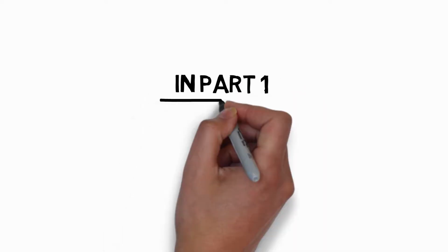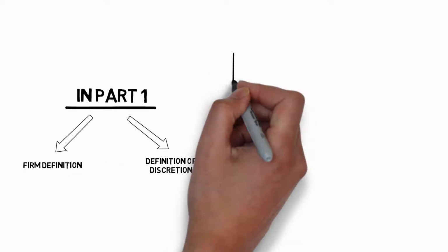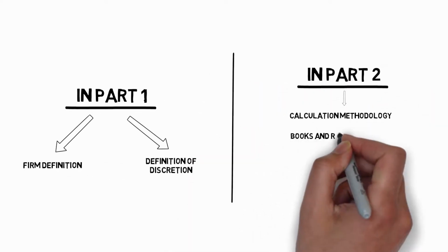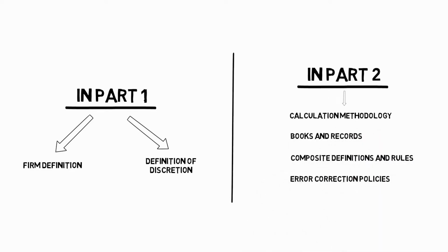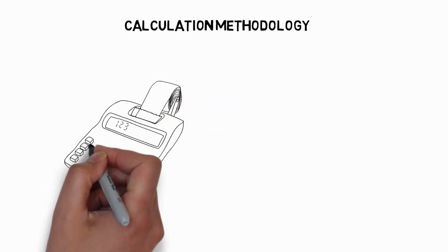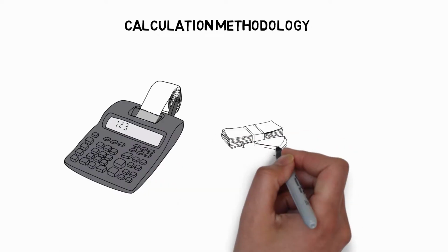In part 1 of this two-part series, we covered firm definition and definition of discretion. Now, in part 2, we will cover calculation methodology, books and records, composite definitions and rules, as well as error correction policies. Calculation methodology.